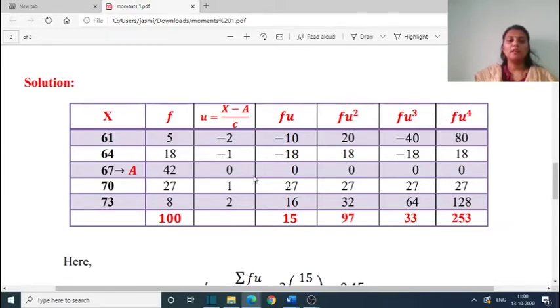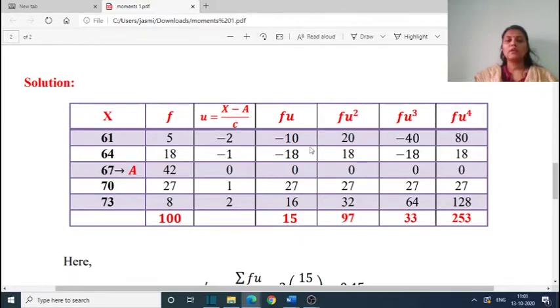We can take the middle term 67 as a. So u is equal to (x minus a) by c. So the middle value is 0, on top minus 1, minus 2, below 0, 1, 2. So fu is equal to minus 20, minus 18, 0, 27, 16. So total equal to 15.